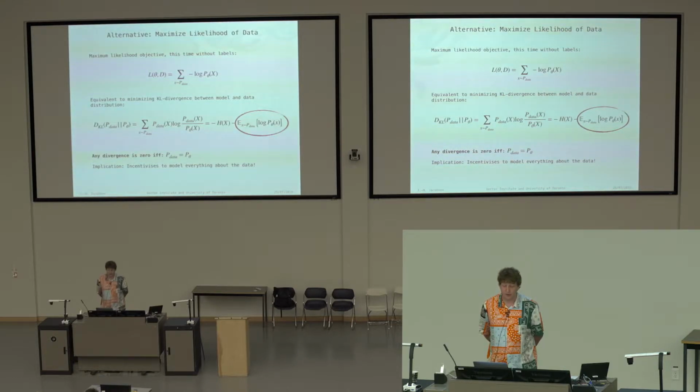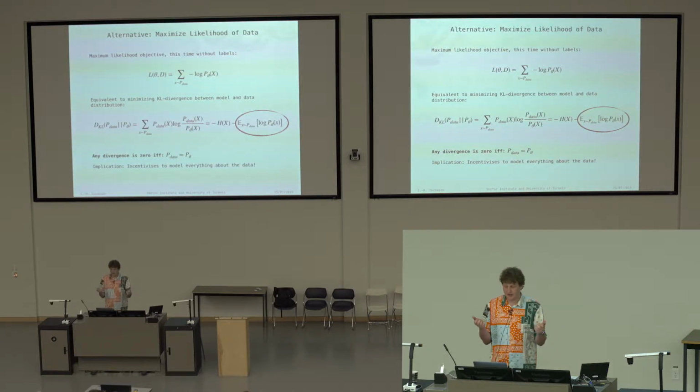Right, so an alternative is to maximize the likelihood of the data. So the maximum likelihood objective, as we've seen before for supervised learning, but this time without labels. We basically have, again, a sum over the whole data set of the negative log likelihood of the data under our model, parameterized by theta. This is equivalent to minimizing the KL divergence between model and data distribution. And the divergence is zero if and only if the two distributions are the same.